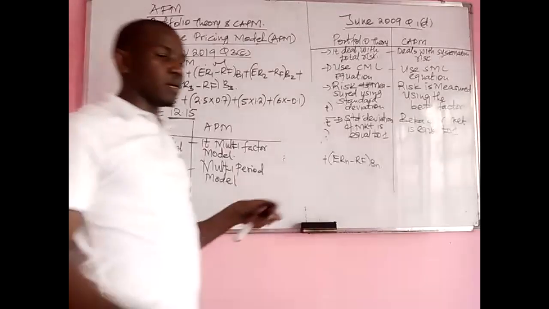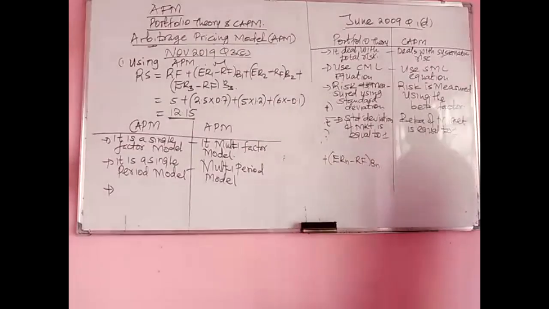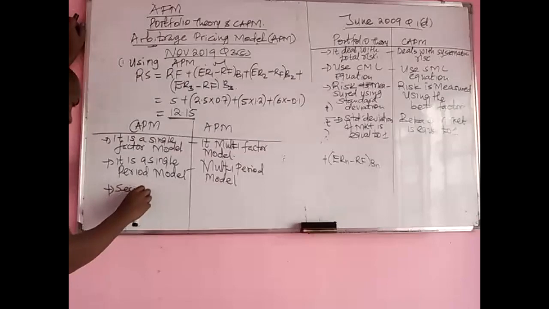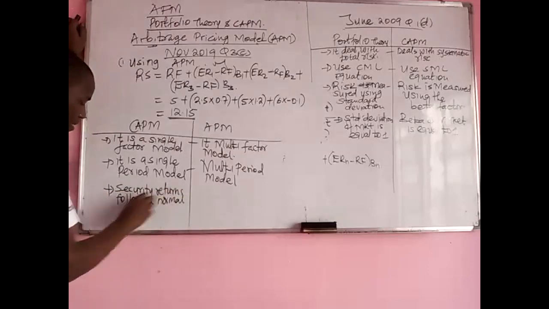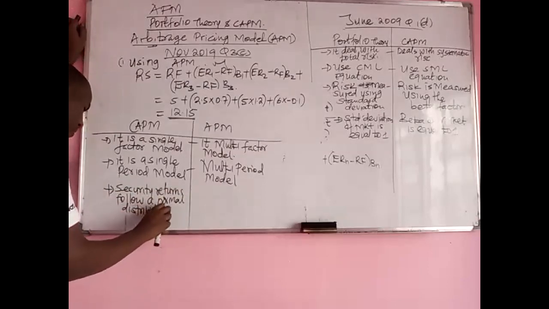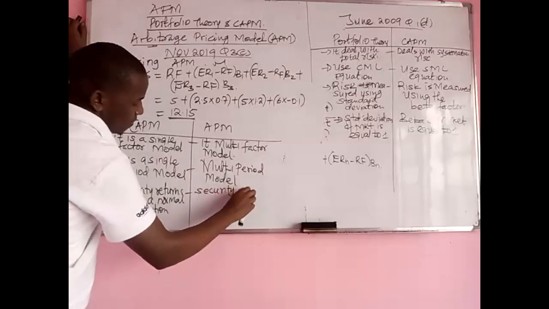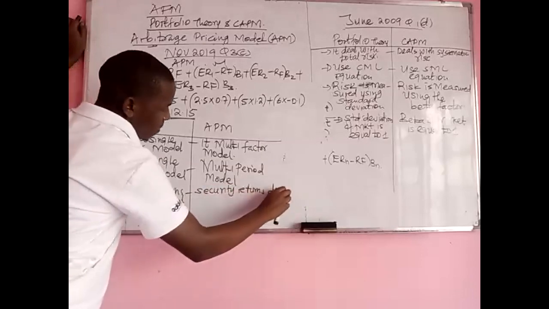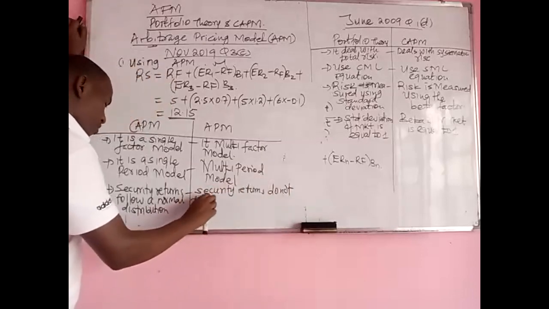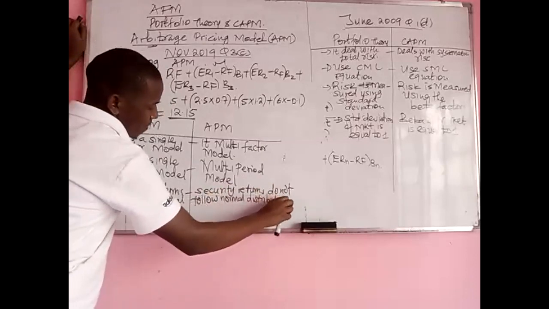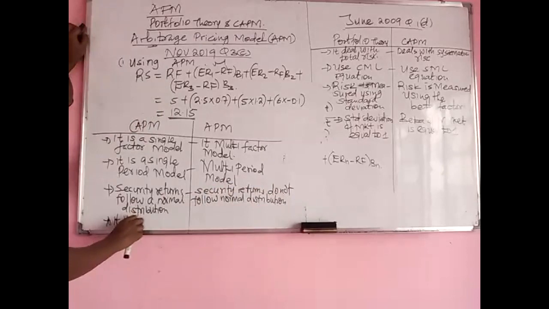And the last one you can say, CAPM uses the assumption that security returns follow a normal distribution, but for the other one, security returns do not follow a normal distribution. The other one uses different terms.